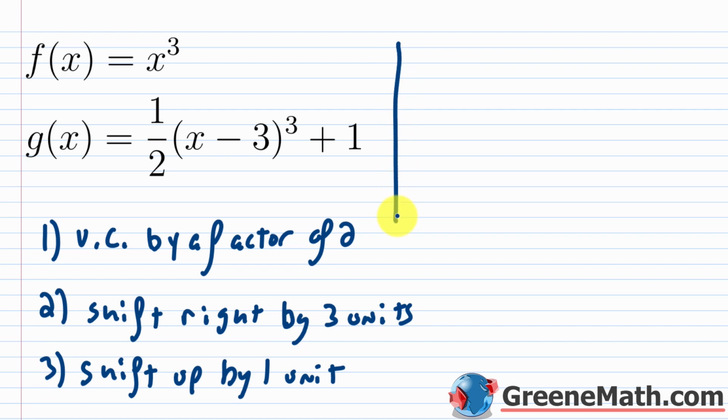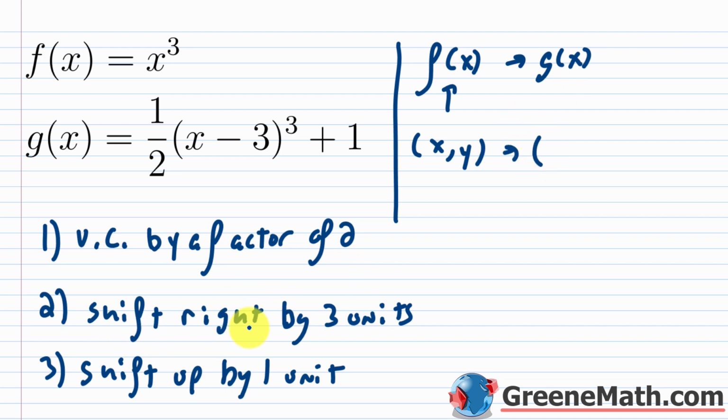So if I make a little border here and I say, okay, for f of x, we have some x, y. Well, then when we go to g of x, what is that going to become? It's going to become your x, and all you're going to do is add 3 to it. So it's x plus 3. And then your y, you're going to divide it by 2, or again, multiply it by 1/2, whatever you want to do. And then you're going to add 1 to that. And that's pretty much all it is.